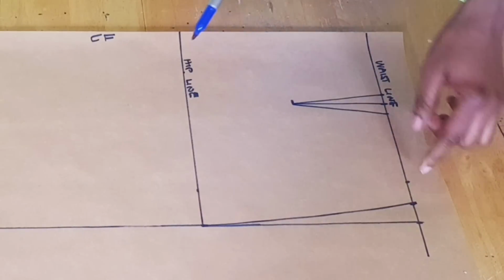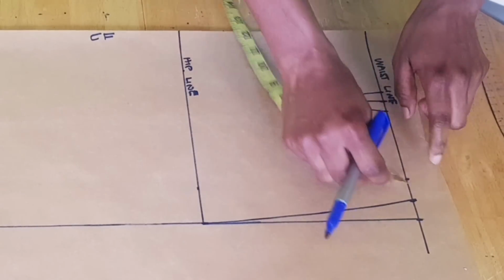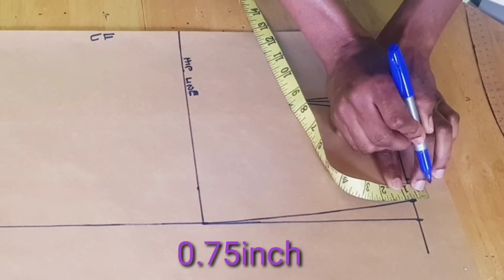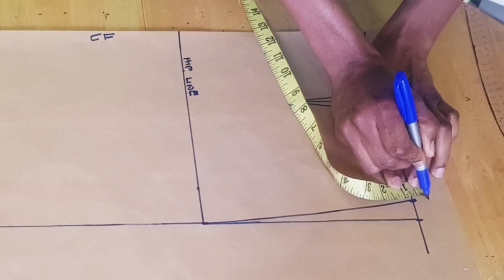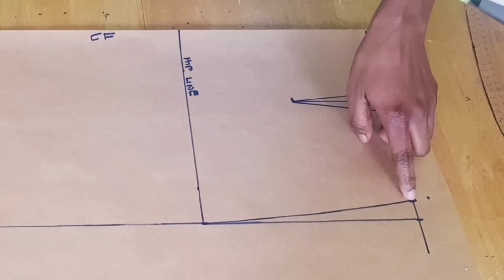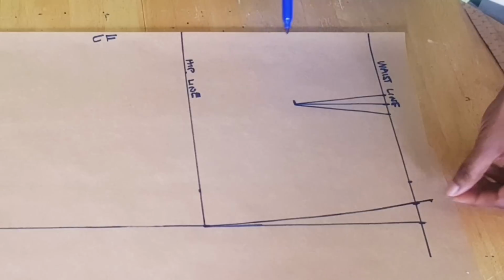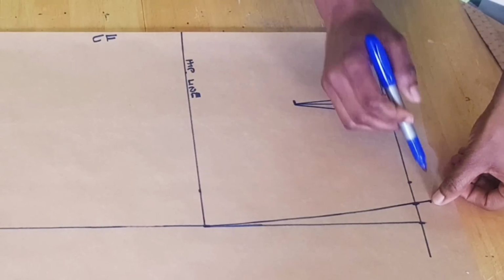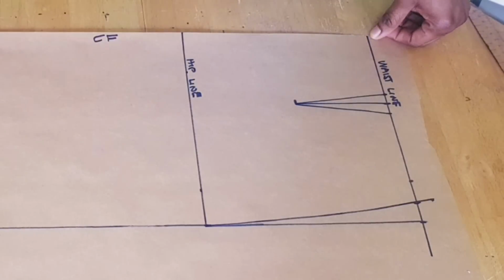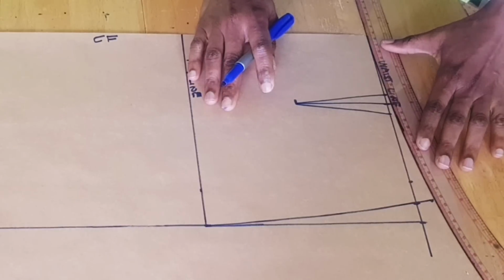So the next thing now is to come to your waistline, and then from this line you will need to go up by 1/4 inch. So I'll just mark that like this. Then I will join it. I will connect the points together. So once you've done that, the next thing is to connect this point to your waistline at the center front. So I'm just going to use this curved ruler to do that.